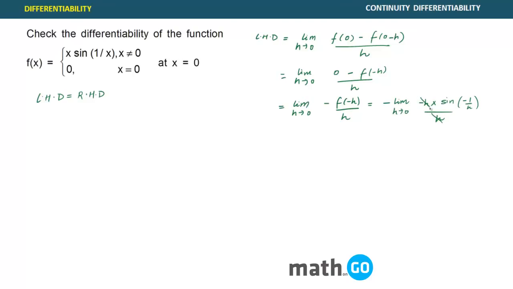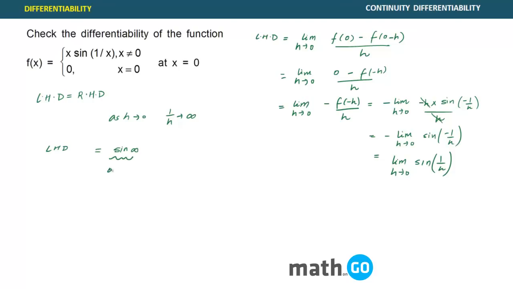You can see that this h and this h get cancelled out and you are left with minus sine of minus 1 by h. This minus will be taken outside and this will get cancelled by the outside minus sign. So this reduces to sine 1 by h. And as h approaches 0, 1 by h will approach infinity. So the actual question becomes sine infinity. So this is the LHD that is coming out.